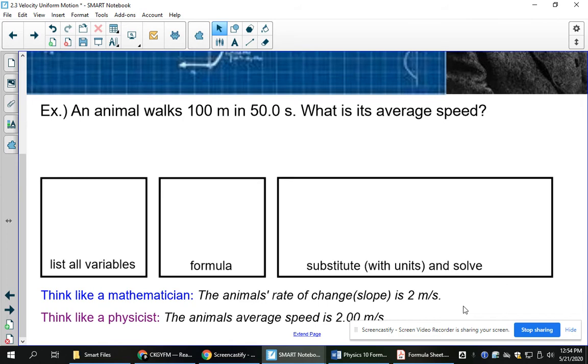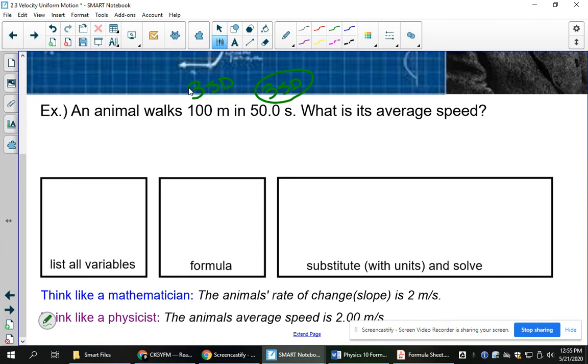First thing I do when I get to a question like this, I look at the numbers I'm given. 100 meters, that's 3 significant digits. 50.0, 3 sig digs. I'm going to circle the smallest number. They're both 3, so 3. And that tells me exactly how many sig digs I write my final answer to.